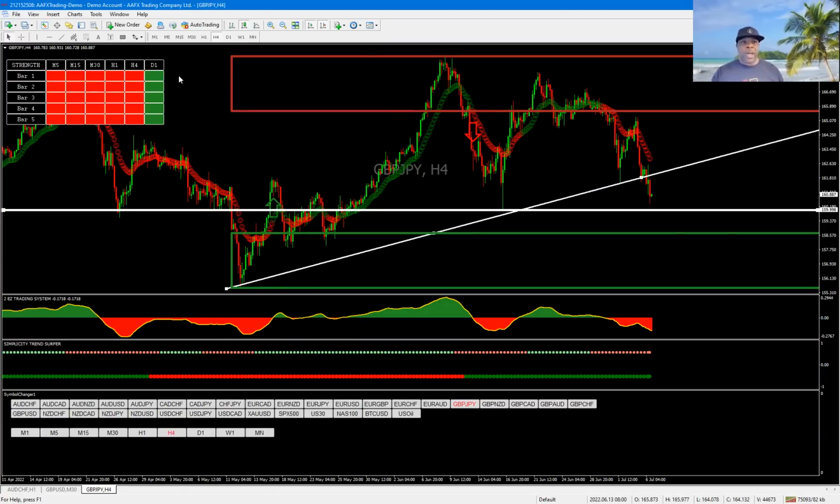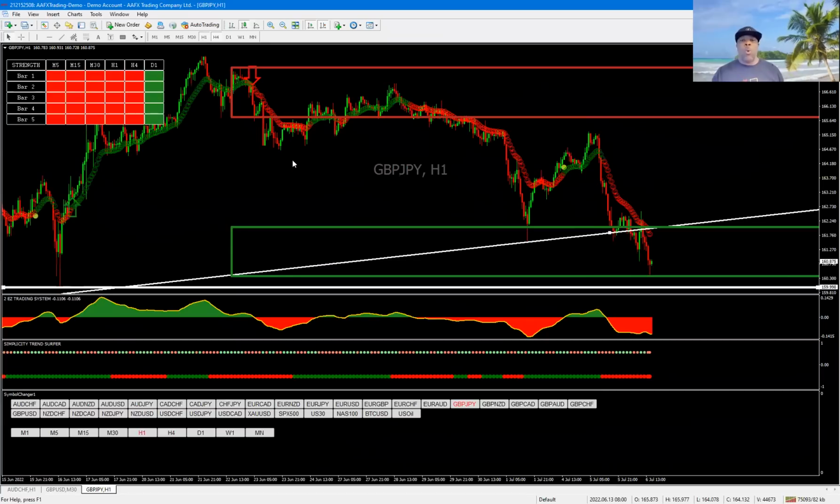I will repeat my initial question. What pair are we looking at? Please type. Let's go quickly. William got it. Two countries' economies. What Great British Pound versus the Japanese yen.